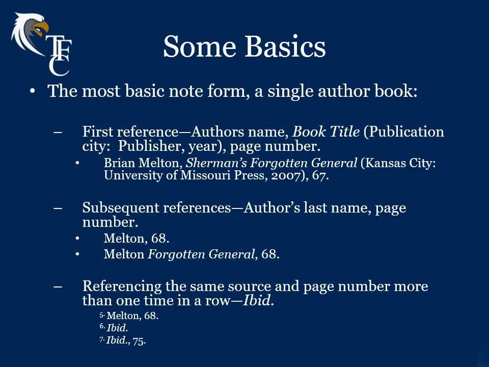If you're using more than one book by the same author, you give a shortened form of the title to eliminate confusion. And here comes the possibly awkward bit. If by chance you are using the exact same source more than once in a row, you can simply put ibid in italics. Ibid is a Latin term that basically means ditto to what came before. That is also why it's put in italics. It's actually a foreign language.